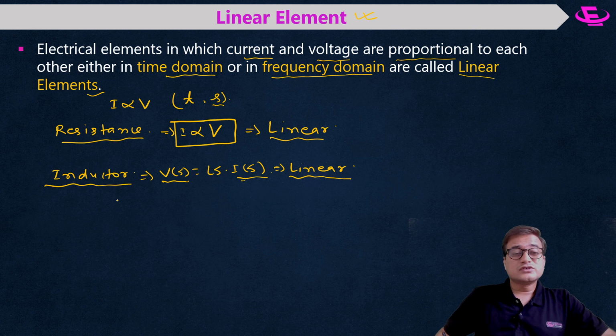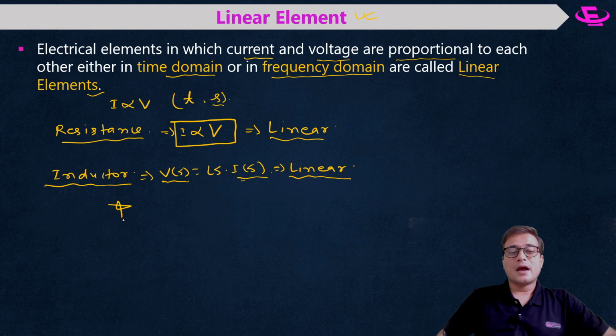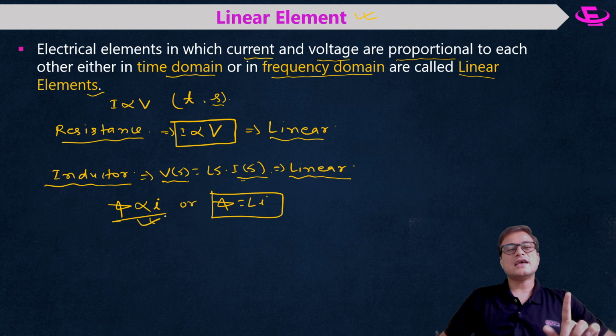Now I am giving you a second explanation. In inductor, if there is current, there will be flux. Magnetic flux is proportional to I, or phi equal to Li. That means here flux is directly proportional to current. You can say inductor is also a linear device. Next one is capacitor.